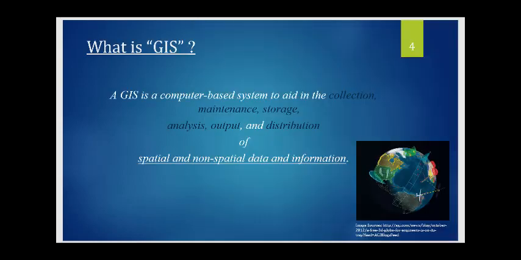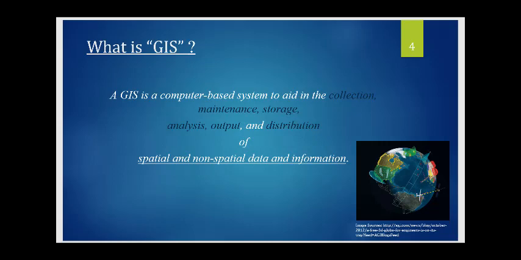A GIS is a computer-based system used to aid in the collection, maintenance, storage, analysis, output, and distribution of spatial and non-spatial data and information. The words in black on the slide are the action words typically associated with a GIS. Let's go through each word one by one to get a broad understanding of what a GIS is.